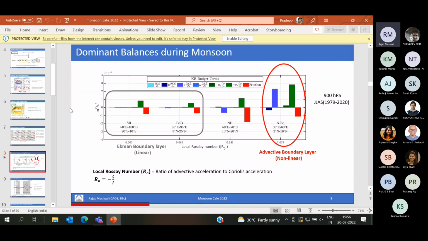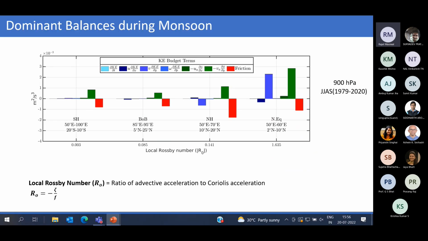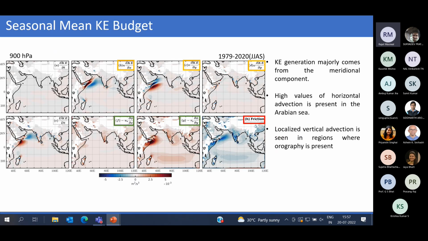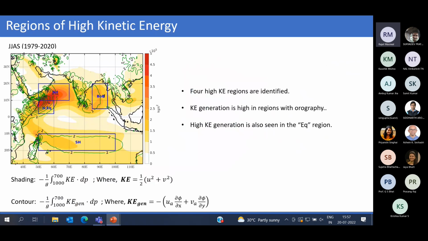So I have many questions for you. One question is, in our paper, we have shown that even without the orography, in an aquaplanet model, we have the Somali jet present. But from your plot, it looks like most of your generation is along the orography, where there is friction, like a change in the topography. You also mentioned that. How do you explain that?